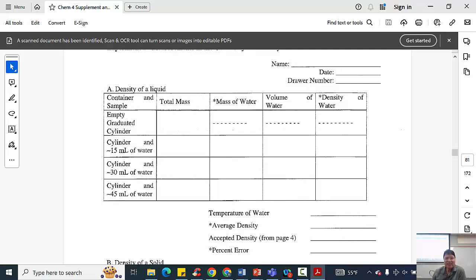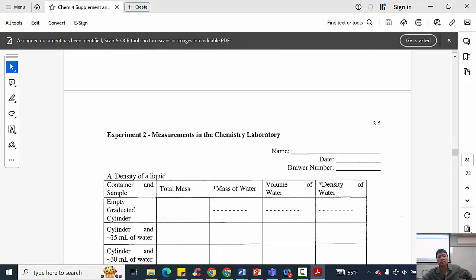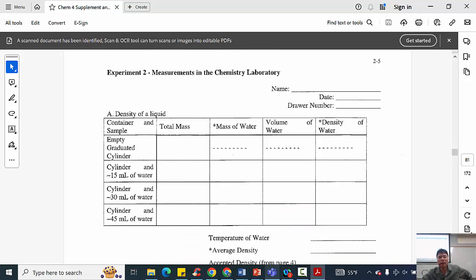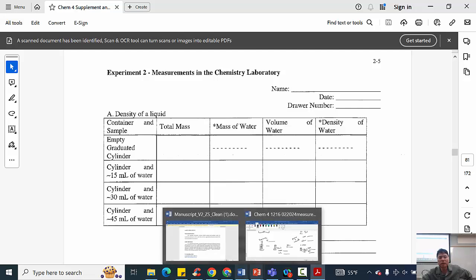We're measuring the mass here. And do you see this little asterisk here? That little asterisk means calculation. This asterisk means calculation here. And so for the raw data, our measurements, we have total mass and volume and temperature. The rest are calculations. So let's take a look at measuring volume first, and then we'll look at measuring mass.